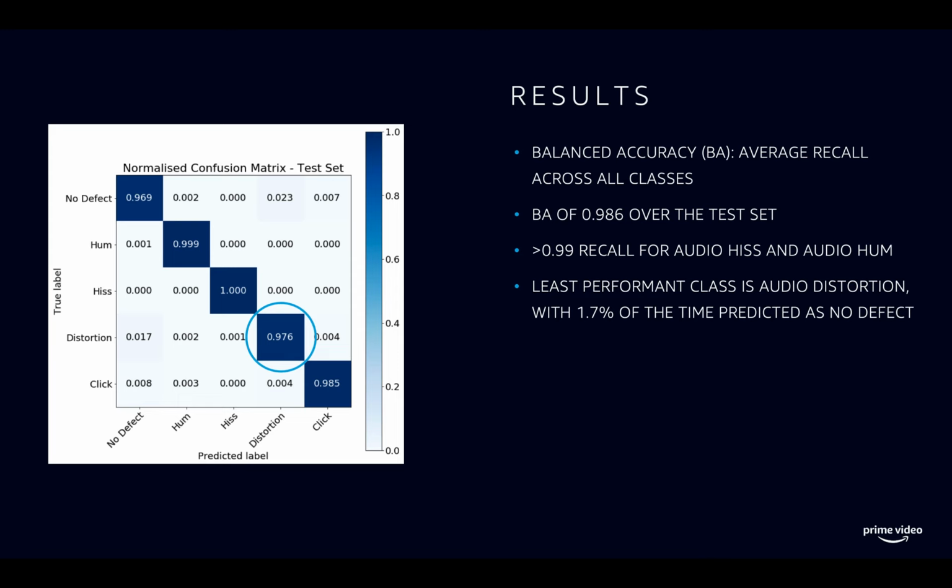Distortion has a sparse effect on the waveform. It only affects a fraction of the samples in the clip. We hypothesize that the chunks that are incorrectly predicted as no defect may have a very small fraction of distorted samples.